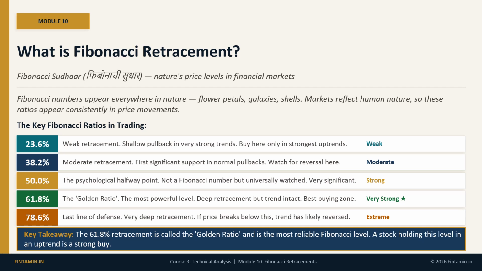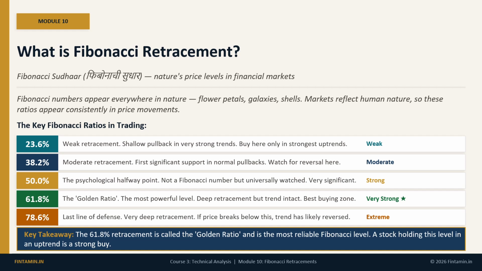In an uptrend, price rarely goes straight up. It rallies, pulls back, and rallies again. The Fibonacci retracement levels help you identify where the pullback is likely to find support. The key Fibonacci levels are 23.6%, 38.2%, 50%, 61.8%, and also 78.6%. Each represents how much of the prior swing the pullback has retraced.